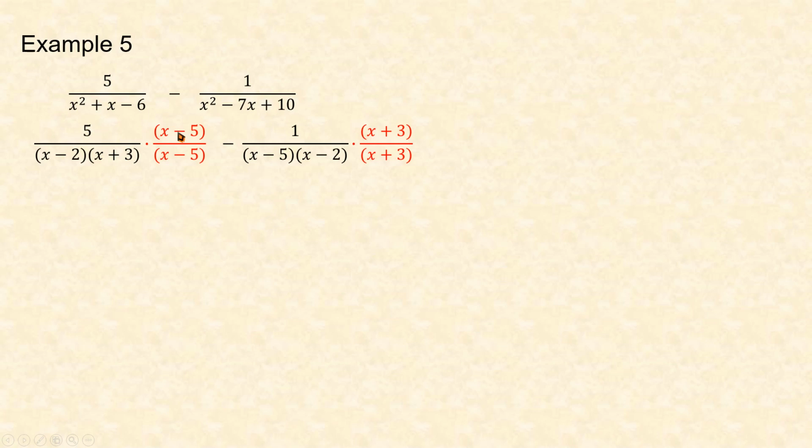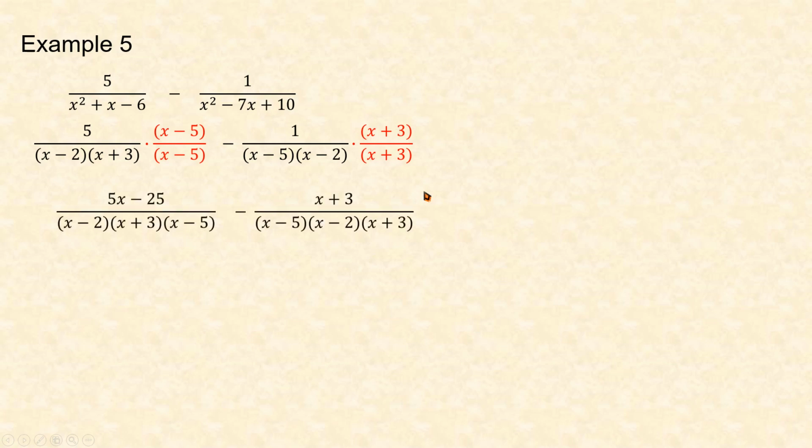So I multiply the 5 into these, okay, and the 1 into these. So I get 5x minus 25 minus, over here, 1 times that is just x plus 3. And I subtract. 5x minus x is 4x. Negative 25 minus 3 is negative 28. So I have 4x minus 28 over that LCD.